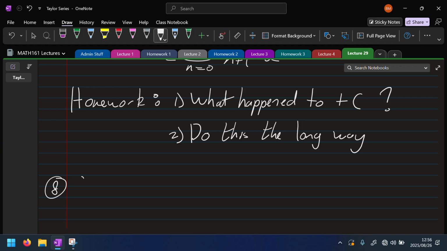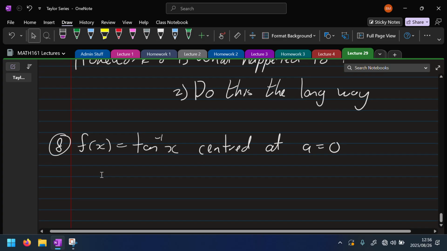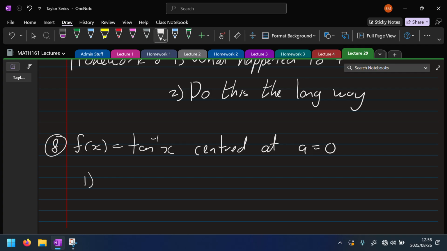Okay, we have f of x is arctan x centered with a equals 0. Okay, so this one we're going to do very similar to the previous one. We're going to write it as an integral and then do the Taylor series of the inside parts. So here we know 2 things. Number 1, this arctan we can write as an integral. So that will be the integral of 1 over 1 plus x squared. Okay, so we can write it as an integral.